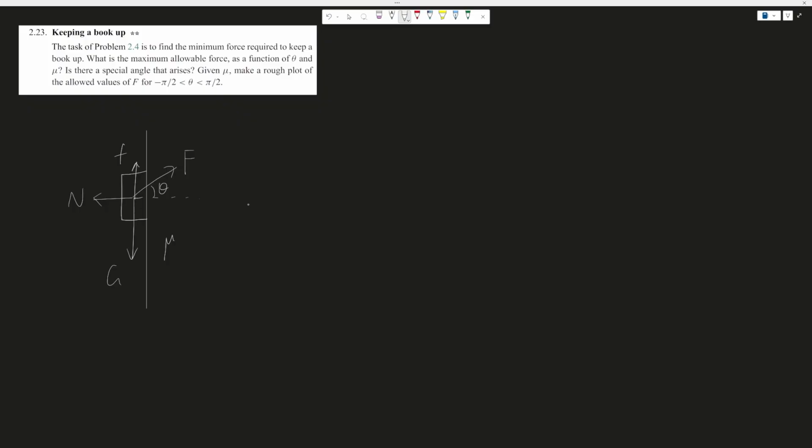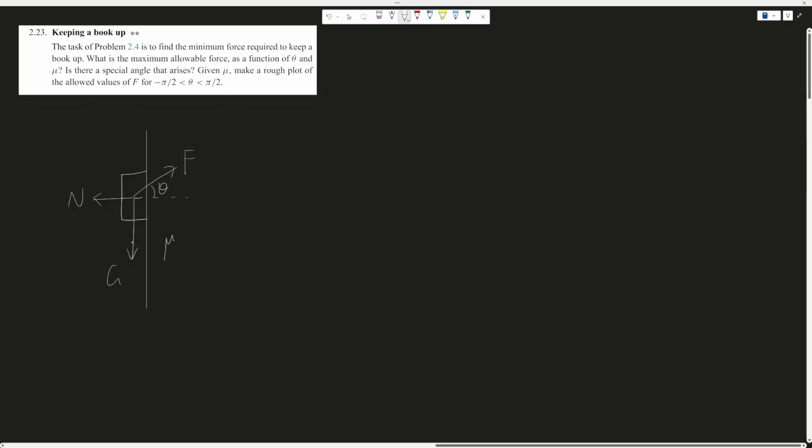So let's think about it. What happens when capital F gets really, really big? Well, friction won't point upwards anymore, because previously, when our F was at its minimum value, we needed friction to help stop the book from dropping down. But now, because our applied force, capital F, is so large, the book has a tendency to move up, and so friction must point downwards to oppose that tendency.